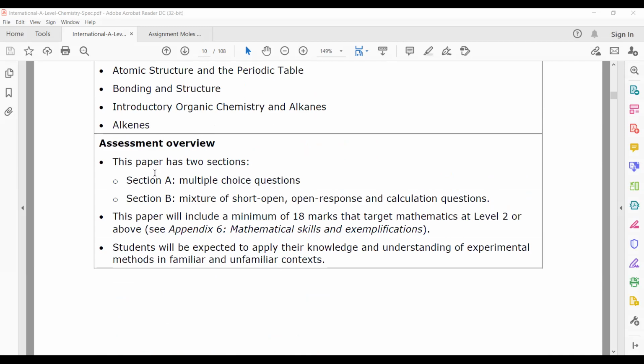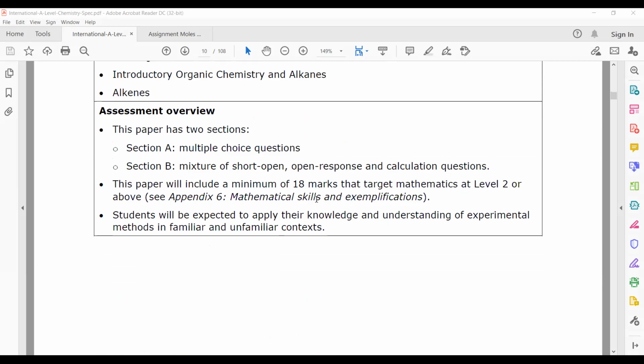And it is having 2 sections. Section A is about multiple choice questions. Section B is about the short open response or calculation questions.